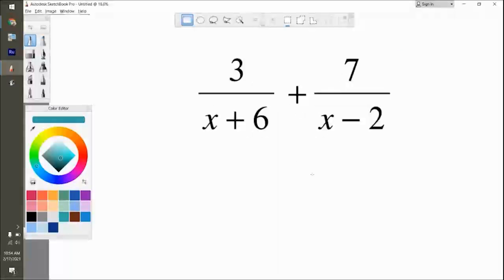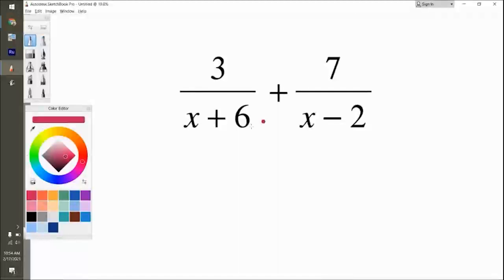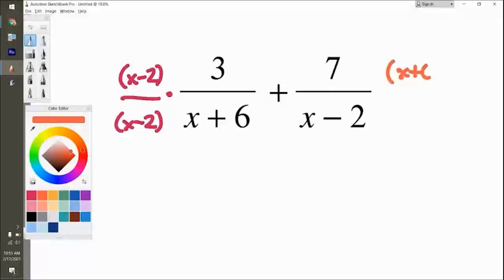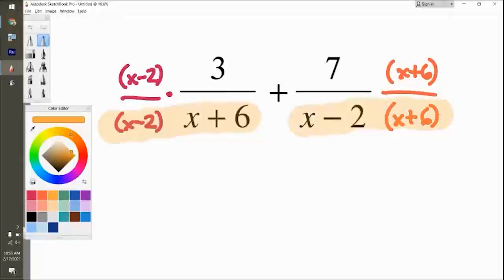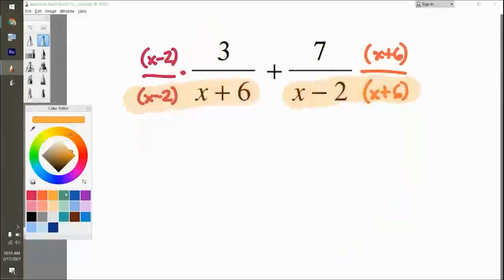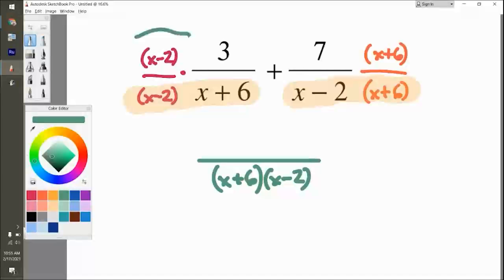So the easiest way to get common denominators on this is to multiply the denominators by themselves. Okay, there's nothing that simplifies here, so that's your best bet. I'm going to multiply this first one by x minus 2 over x minus 2. And then I'm going to multiply this one by x plus 6 over x plus 6. Okay. If you notice now, our denominators are the same. So because they're the same, I'm just going to rewrite the denominator down here. So it's going to be x plus 6 times x minus 2. That's the denominator.